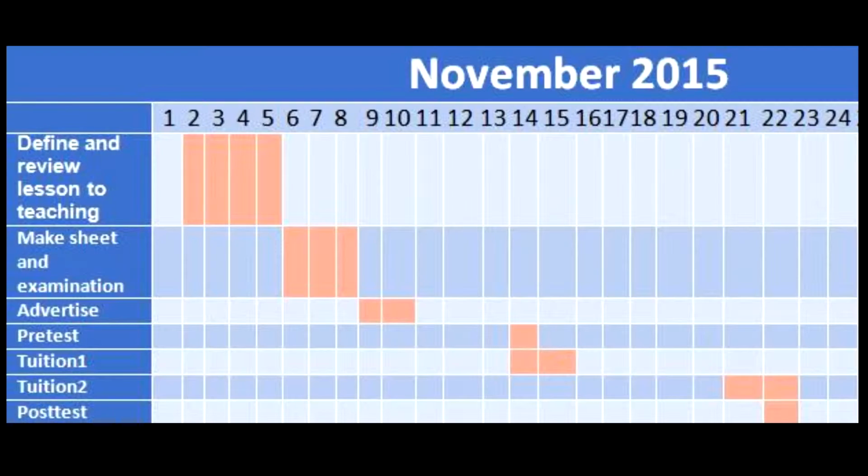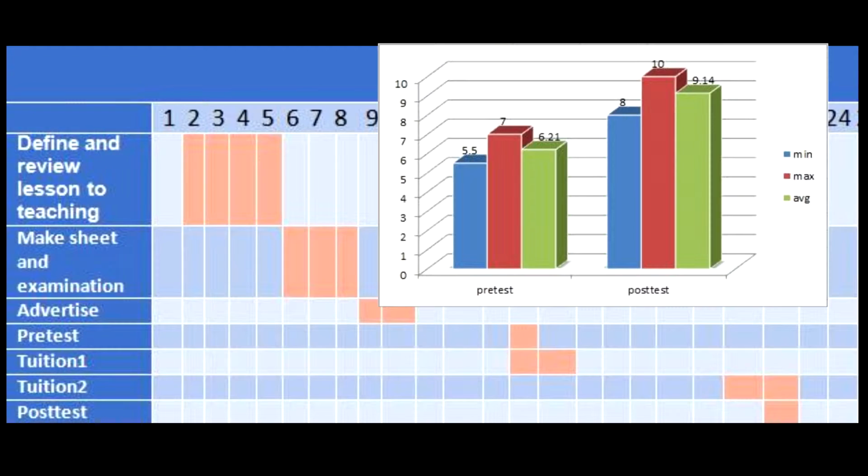following this Gantt chart. And the pre-test and post-test scores look so different, right?